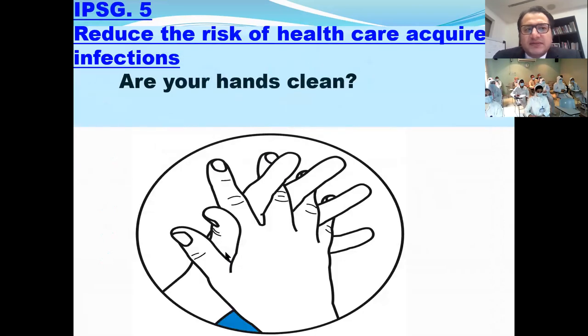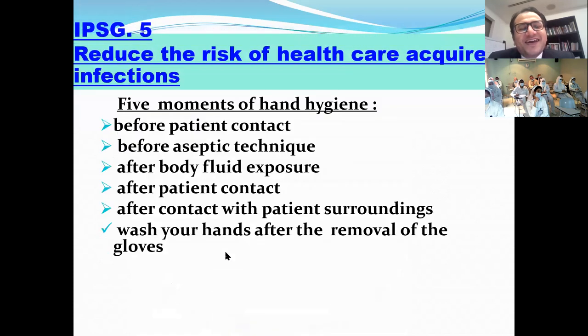Let us go now to IPSG5. Five is how to have less nosocomial infection, or what they call healthcare associated infection. Yesterday we had a very wide discussion about this subject, and we all emphasized keep washing your hands, remind me to wash my hands, stop me to wash my hands in the right place. Five, reduce the risk of healthcare acquired infection. Again, hand hygiene, hand washing.